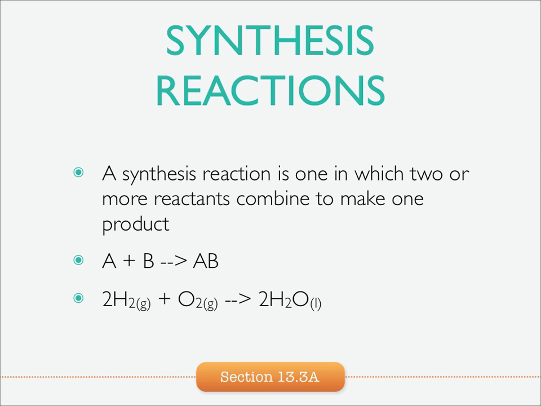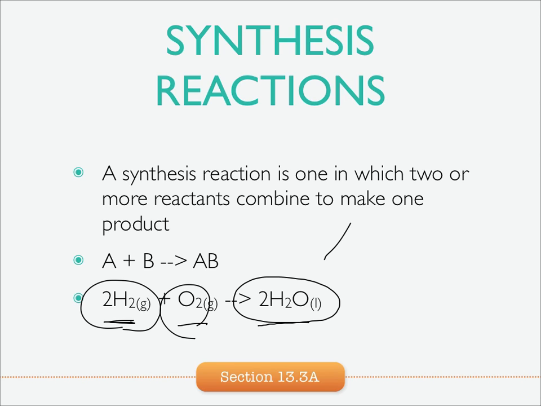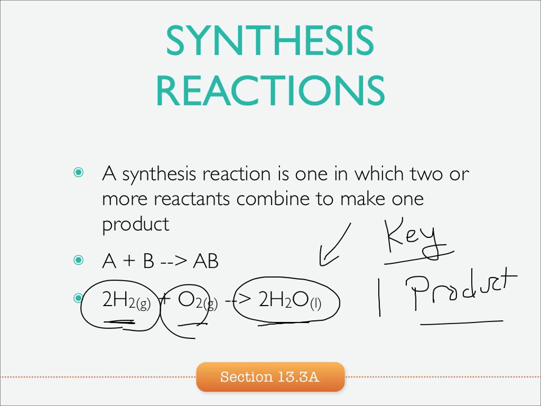So here's a good example. If I have two hydrogens, 2H2, and some oxygen, when I put that together, I get two waters. So this is an example of a synthesis reaction. We started with two reactants, one product. So the key when you're looking to identify these is the fact that there's only one product. That's what's unique about synthesis reactions.